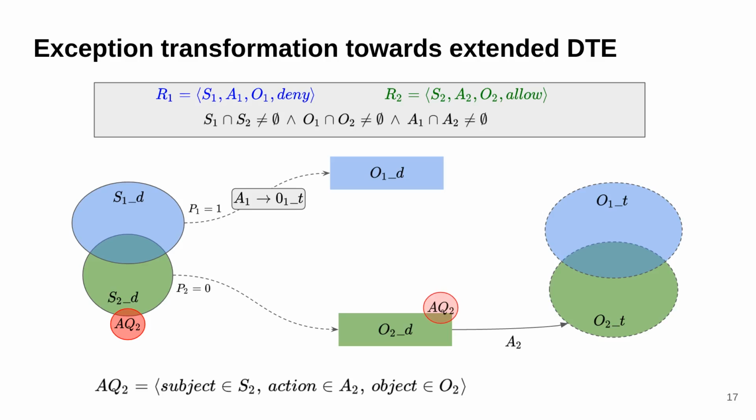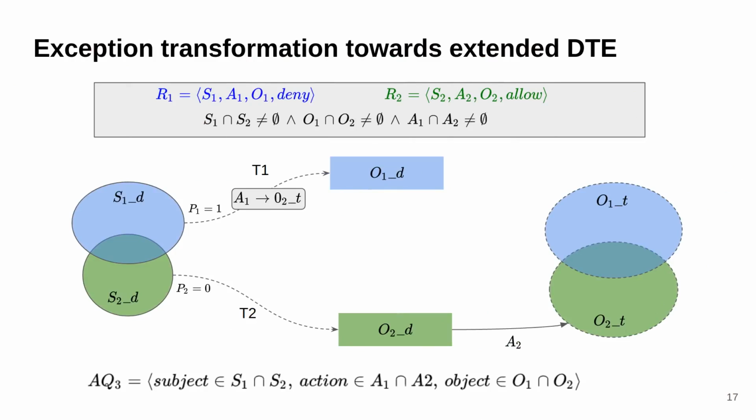So, the access query will transit to that domain from which the subject can perform the requested action on any object associated with the type O2T. As a result, the access requested by AQ2 will be granted, which again is conform to the initial policy.